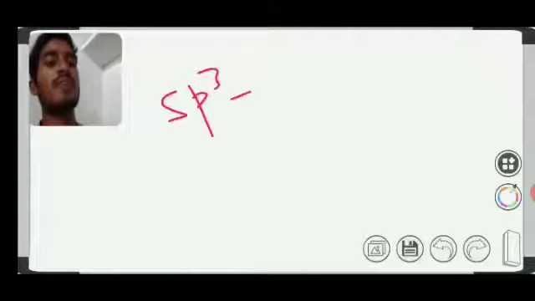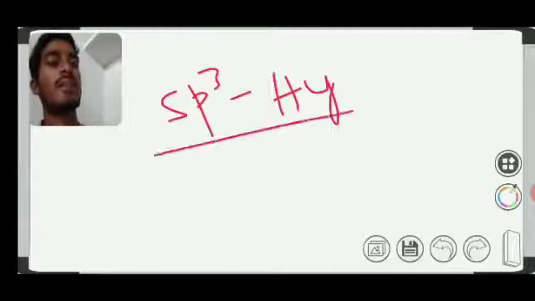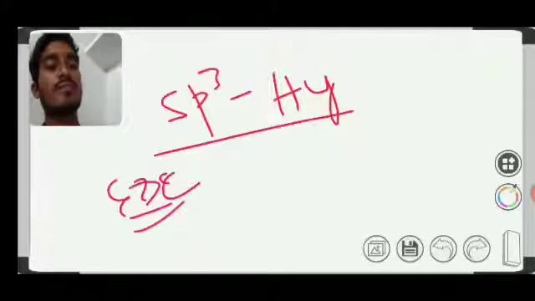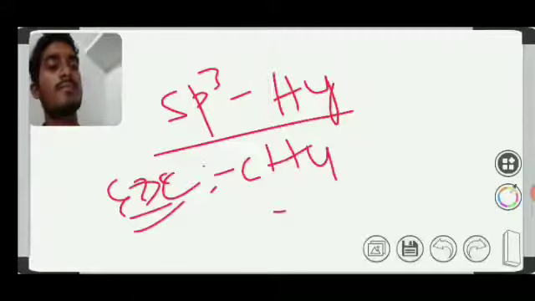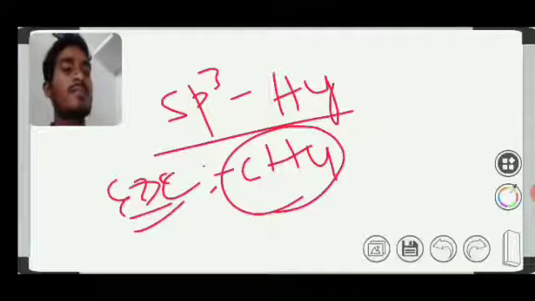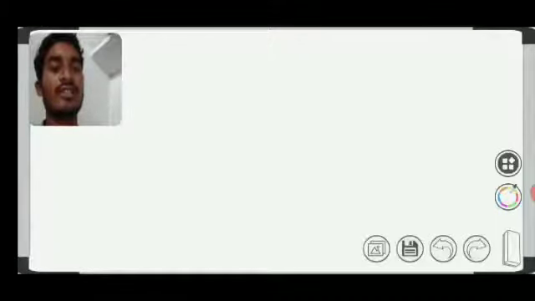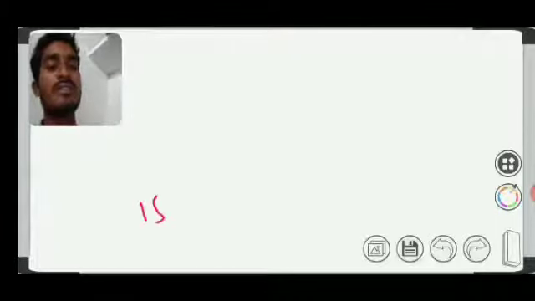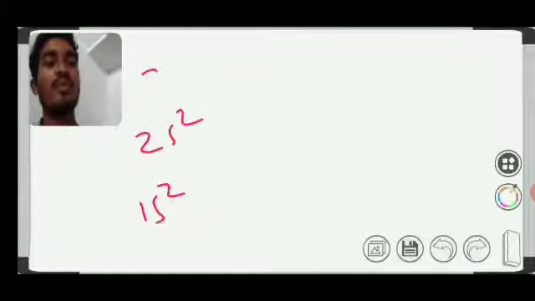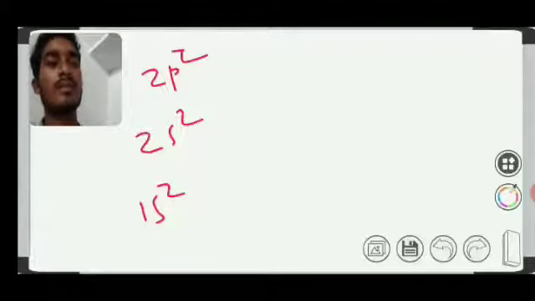Next we have sp3 hybridization. The best example is methane. Now we will see the ground state electronic configuration. Carbon ground state is 1s2, 2s2 and 2p2. This is the ground state electronic configuration.